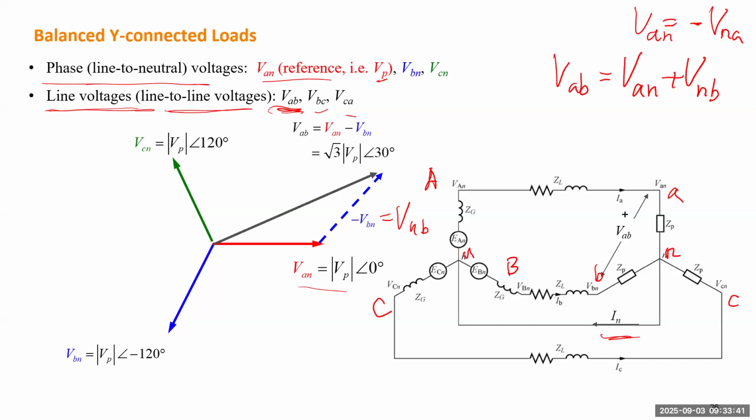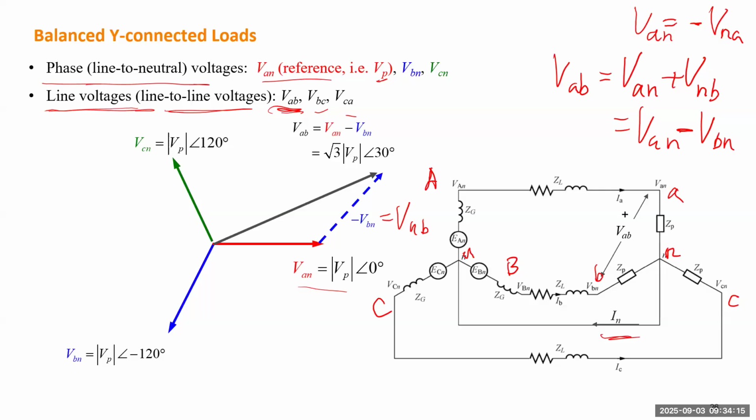So VAB is simply this phasor, which is equal to VAN minus VBN, because the second item is equal to negative VBN. When you swap the subscripts, you have to add a negative sign. So this voltage will be equal to positive VAN plus negative VBN, which means VAN minus VBN. So this will be VAB.